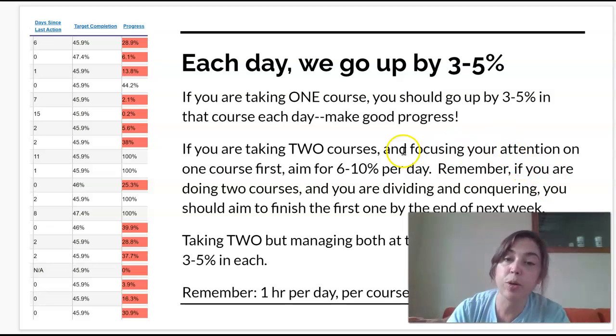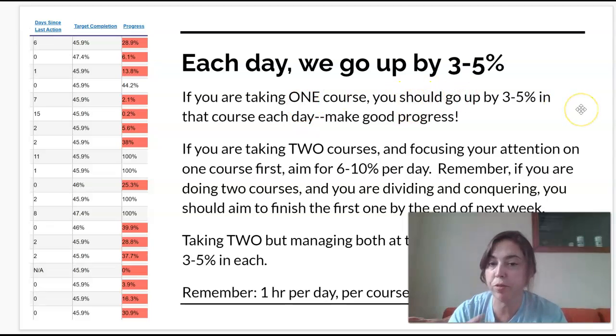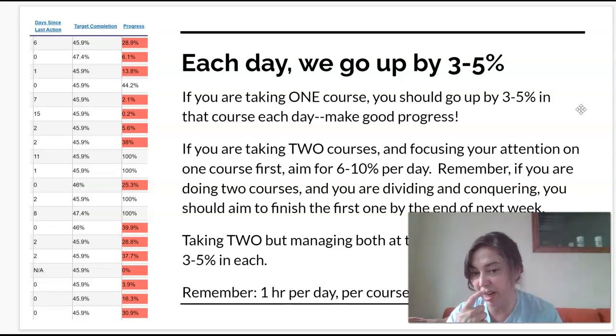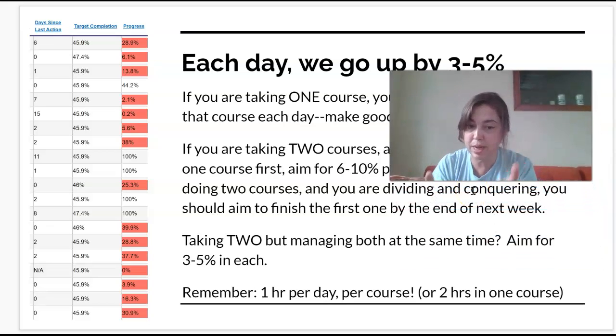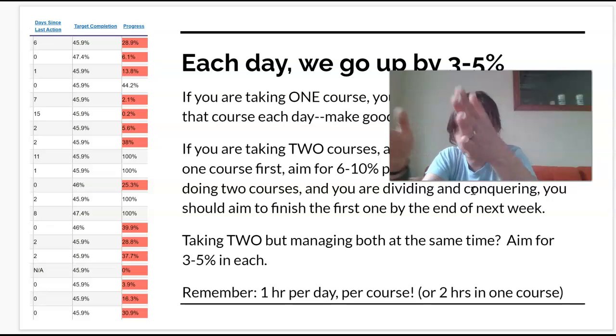But anyway, if you're taking one course, you should go up 3 to 5% in that course each day. Make good progress. If you're taking two courses, you should aim for 6 to 10% overall per day, okay? If you're dividing and conquering, you should aim to finish one course by the end of next week, all right? Now, if you're taking two courses and managing both at the same time, that's fine. Aim for 3 to 5 in each as you're going through.